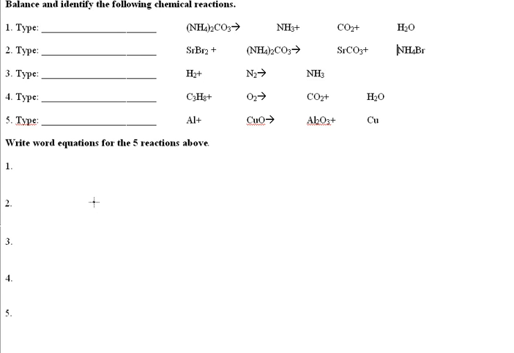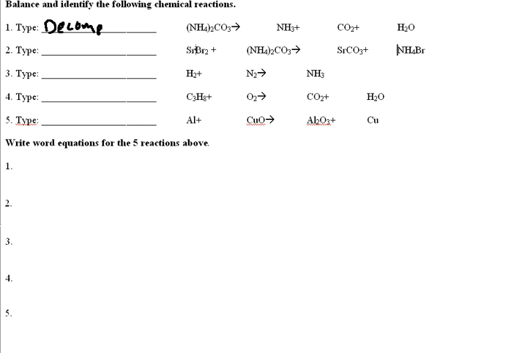Welcome back to part 4. Here we're looking at balancing and identifying reaction types. In this case, looks like we've got one reactant and a bunch of products, so something's breaking down. This looks like your typical decomposition reaction. Here we've got a compound plus another compound giving two new compounds.